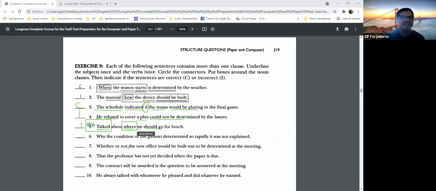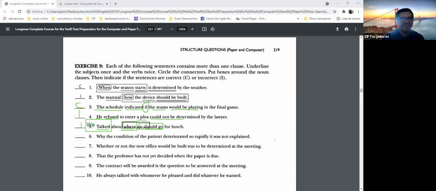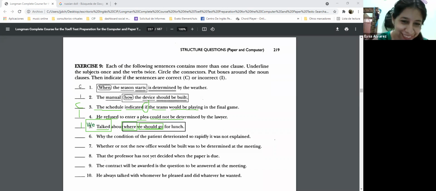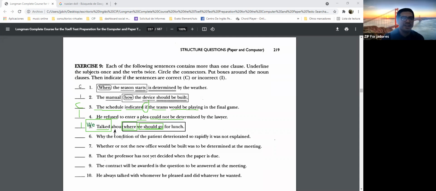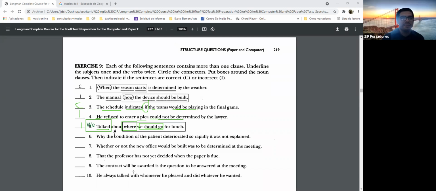And what is the function of this clause? Subject, object, or object of a preposition. Remember, all the clause is going to function as one thing. There are only 3 functions of the noun: as a subject, as a verb, or as an object of the preposition. I think it's the object of the preposition. Exactly, because we have "about." So in this case, this noun clause is the object of the preposition "about." All right.